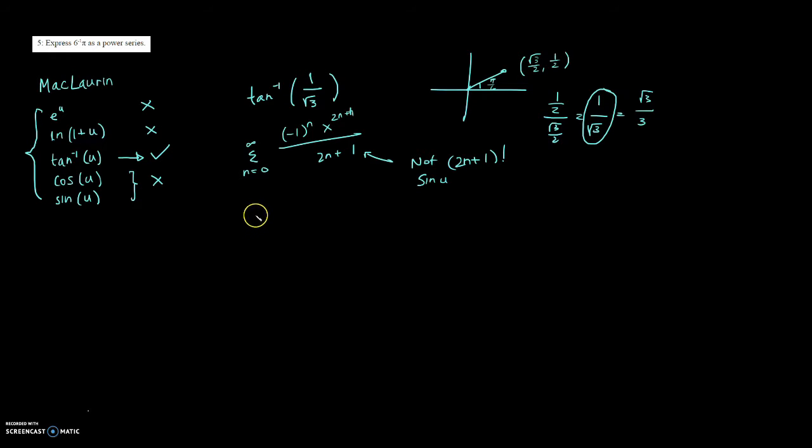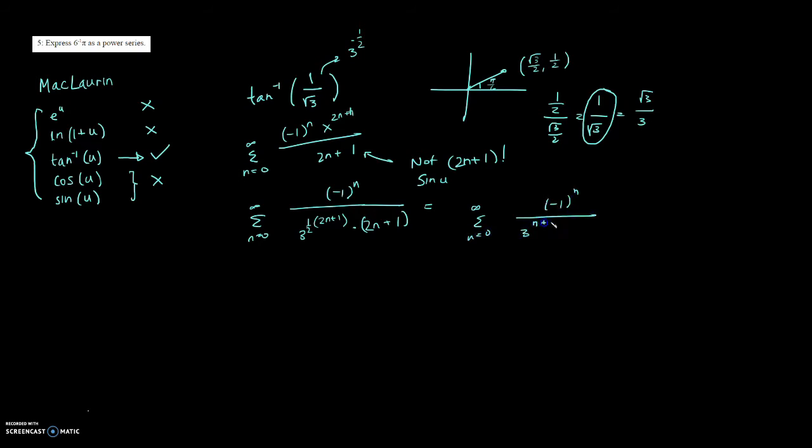Now we can plug in the x, which you could rewrite as 3 to the power of -1/2. So move that to the bottom. The exponent is multiplied by 2n plus 1. And you can simplify this further, and your answer would be this. And that's your power series representation of pi over 6, and you're done.